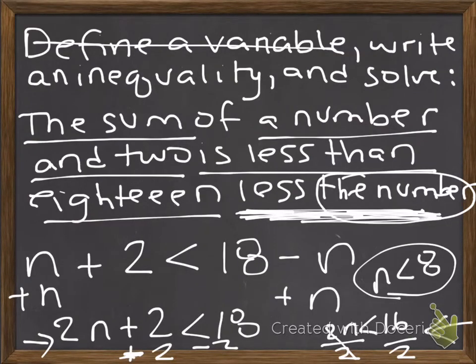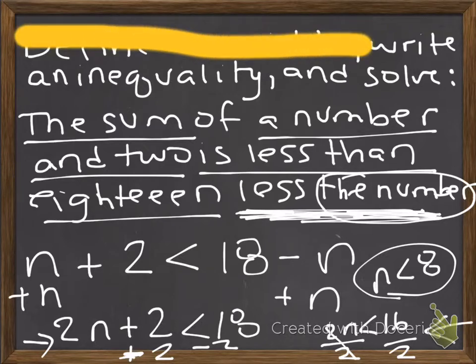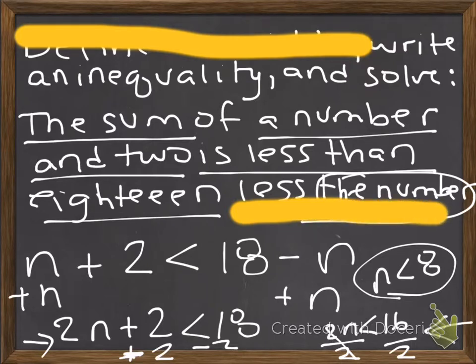Next one, we're going to write and solve again. It says define a variable, but again, we know that that's just putting a variable to the phrase where a variable is needed. So we have the sum of a number, where the number is the variable. So n plus 2. And we have the symbol is less than, and then 18 less the number. So less the number means we're going to take the number away. So minus n. So n plus 2 is less than 18 minus n.